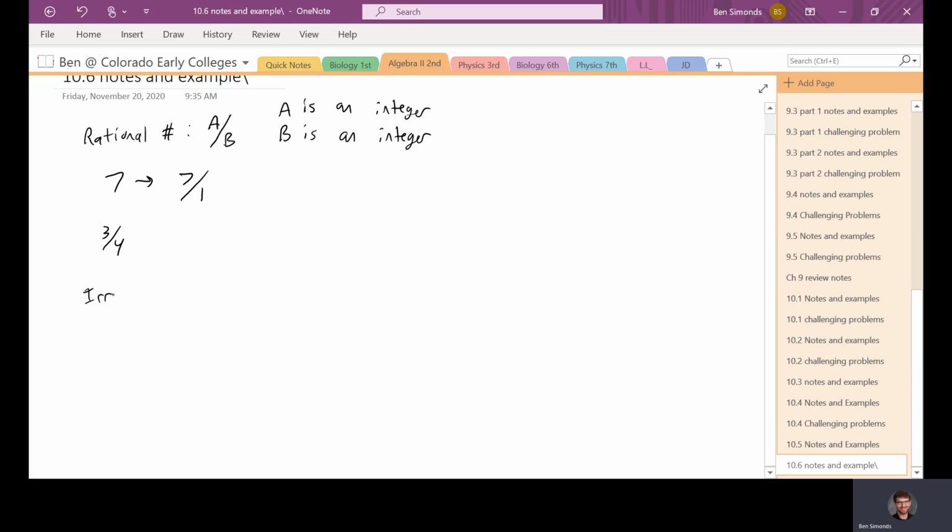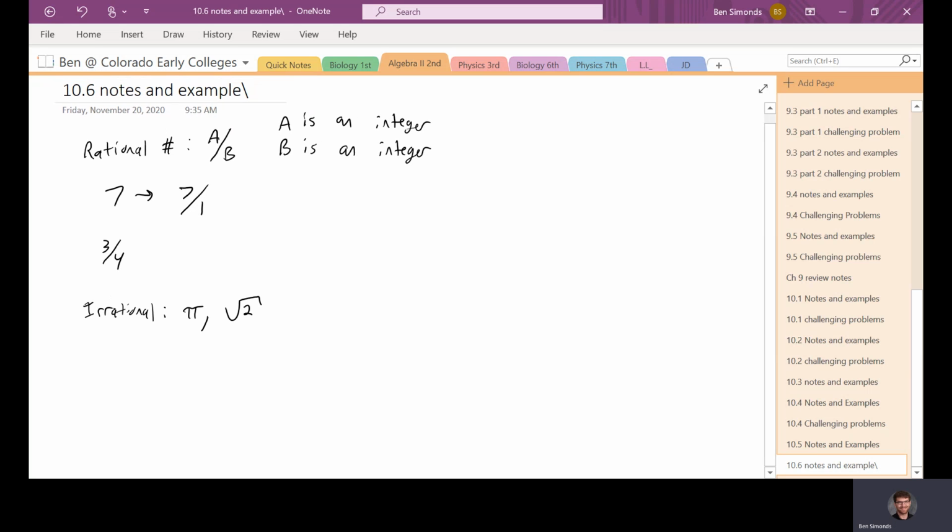So an irrational number is something that can't be written as a regular fraction due to some sort of non-repeating pattern. So things like pi, right? It goes on forever. It doesn't have a pattern. Or you can also have things like the square root of 2. There's no way to write that as a fraction of whole numbers. It's a non-repeating decimal. It goes on forever, very similar to pi.